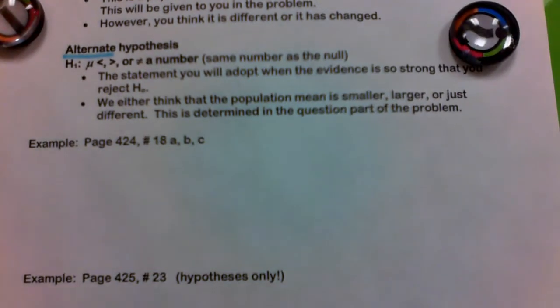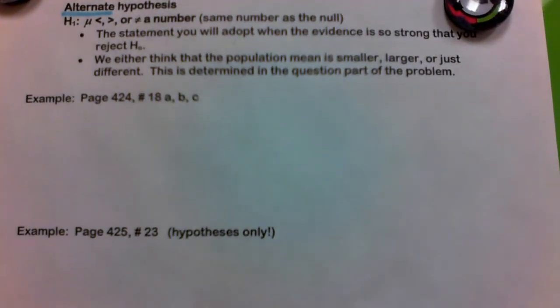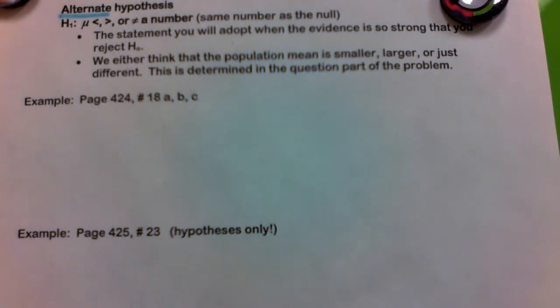So let's look at an example from the book, and what we're going to do is set up the hypothesis testing. So in your book, and I'm getting my book as well, I want you to turn to page 424. And we're going to look at problem number 18. It reads, Consumer Reports stated that the mean time for a Chrysler Concorde to go from 0 to 60 miles per hour is 8.7 seconds.